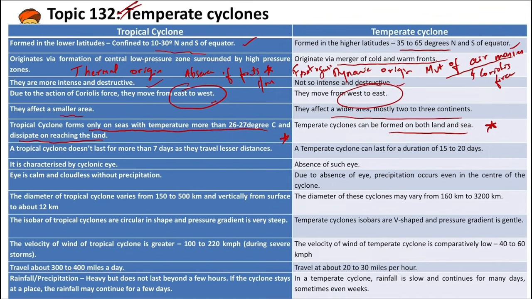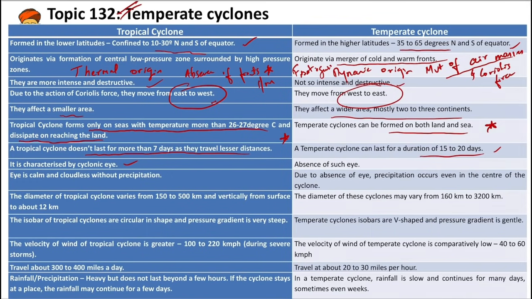Next, tropical cyclones don't last for more than 7 days as they travel lesser distance, whereas for temperate cyclones the duration is usually 2 weeks or 3 weeks, because they travel longer distances. So the center of a tropical cyclone is known as the eye, and the tropical cyclone is characterized by this particular cyclonic eye. So the wind is calm at the center with no rainfall.